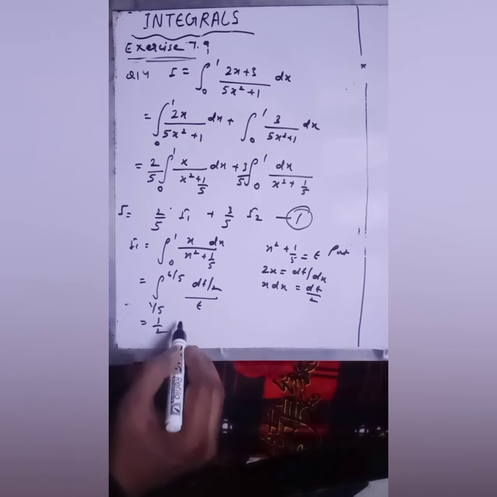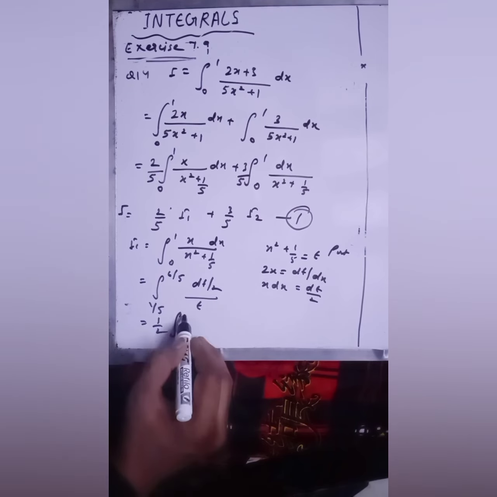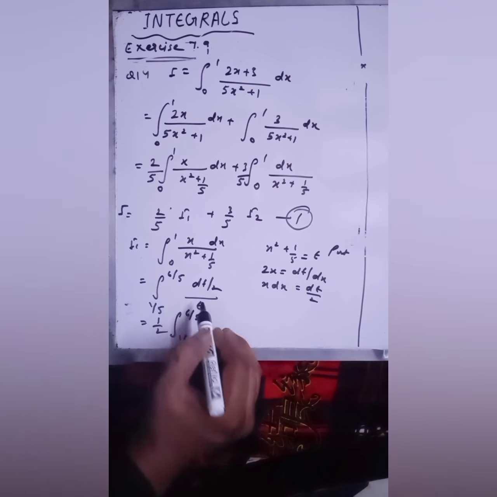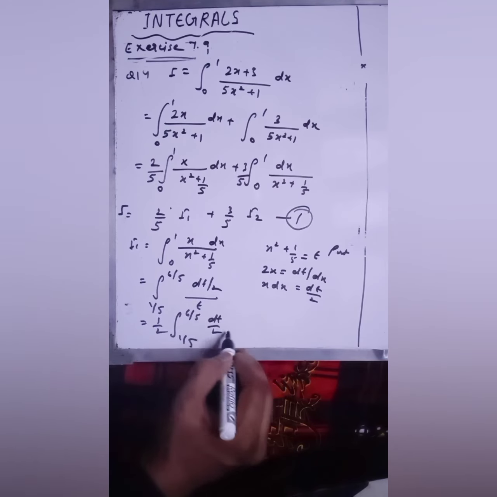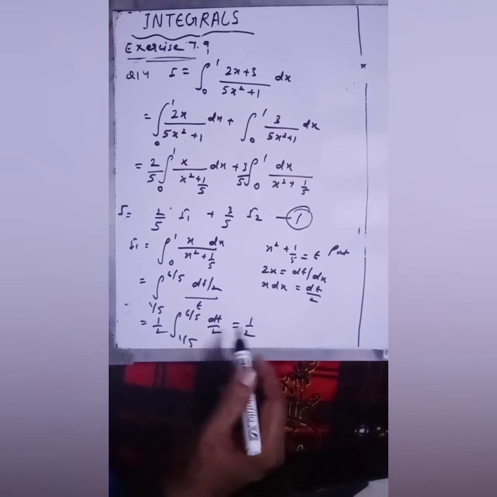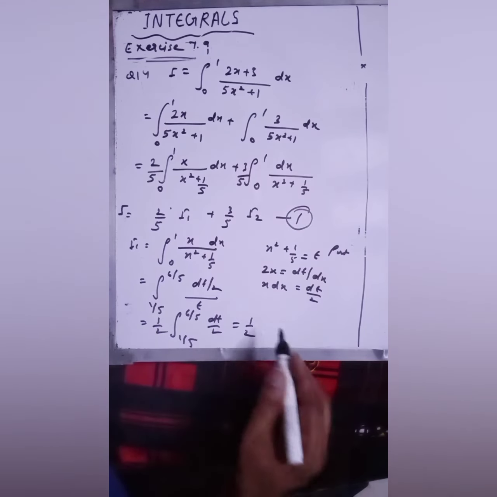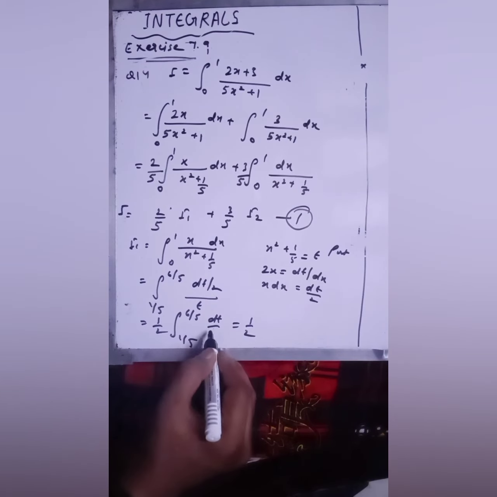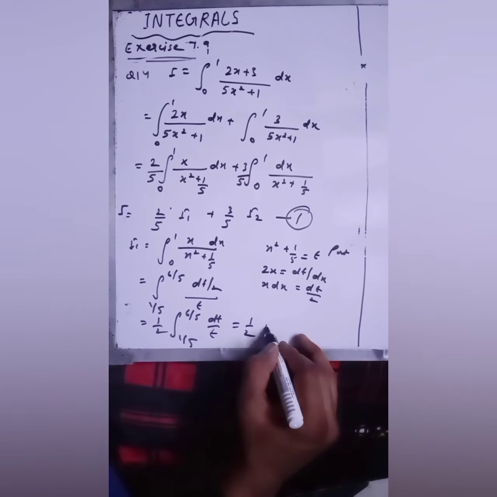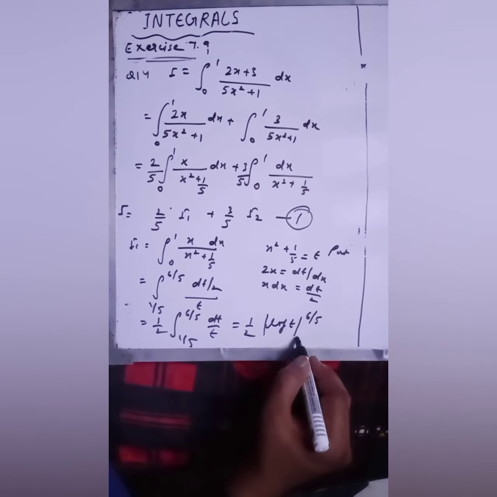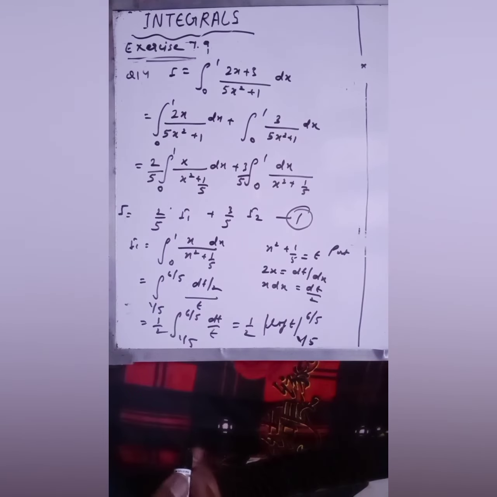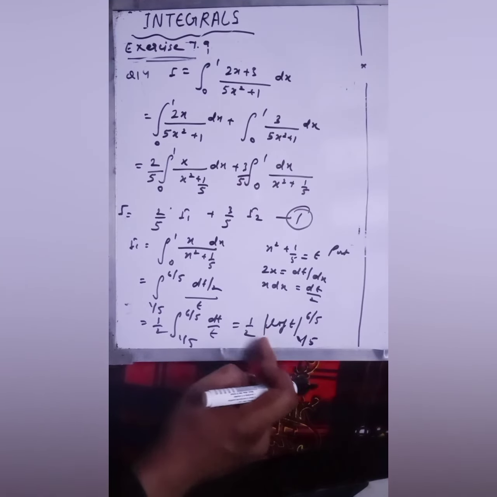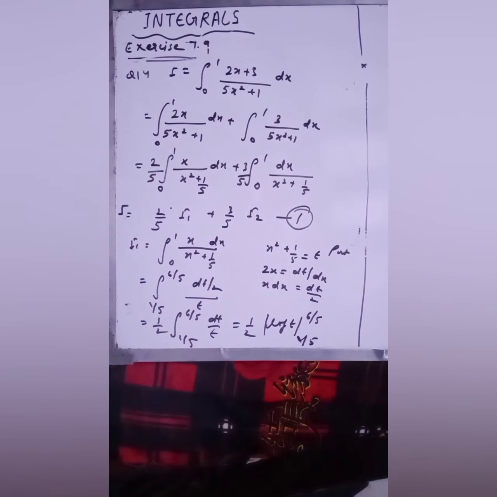So I'm shifting 1 by 2 outside, this is 1 by 5 to 6 by 5, that is dt by t. So 1 by 2, this would be dt by t, this would be log t, and 6 by 5, 1 by 5. Okay children, so one by one you have to put the values. Fine, so let me adjust the next page of this question. Just wait.